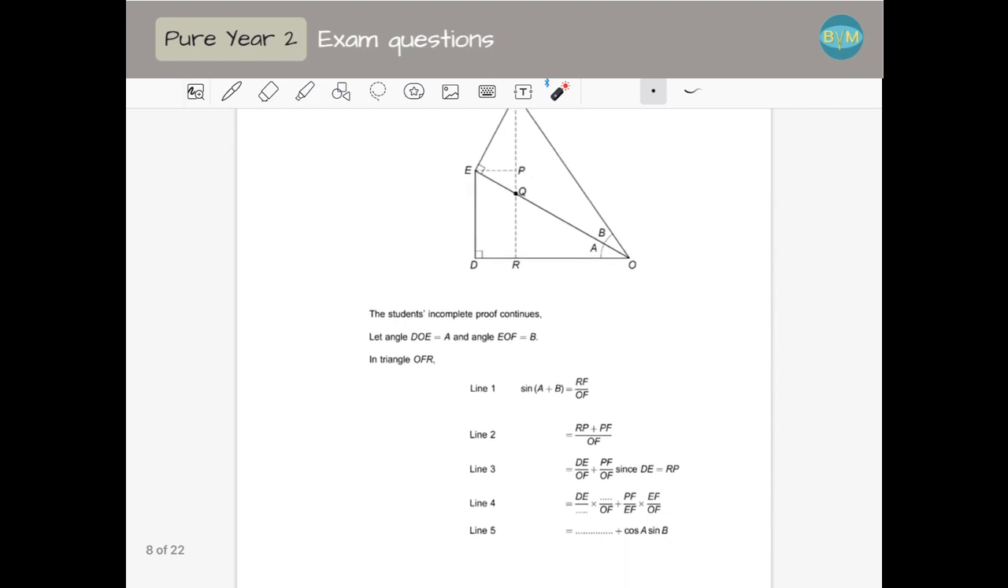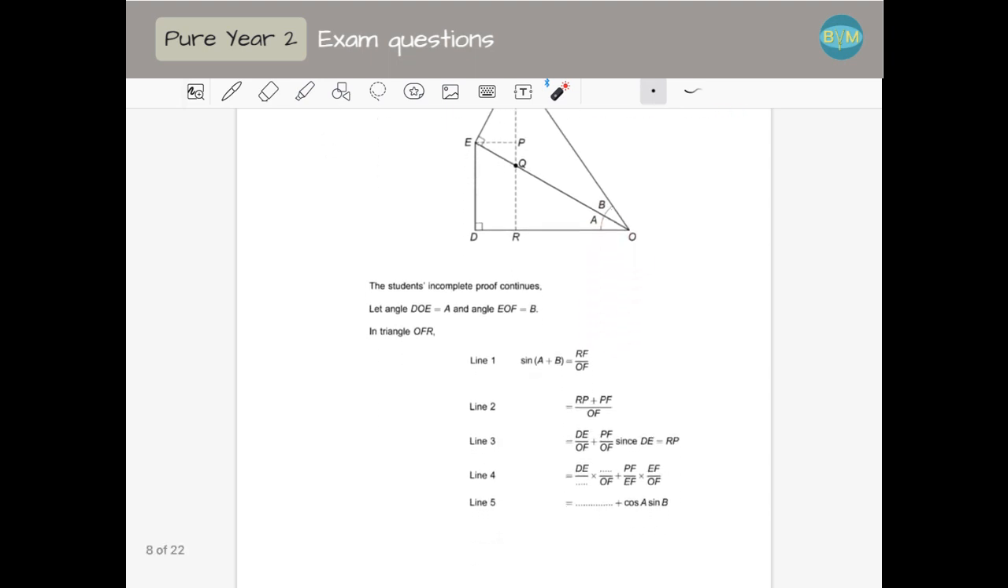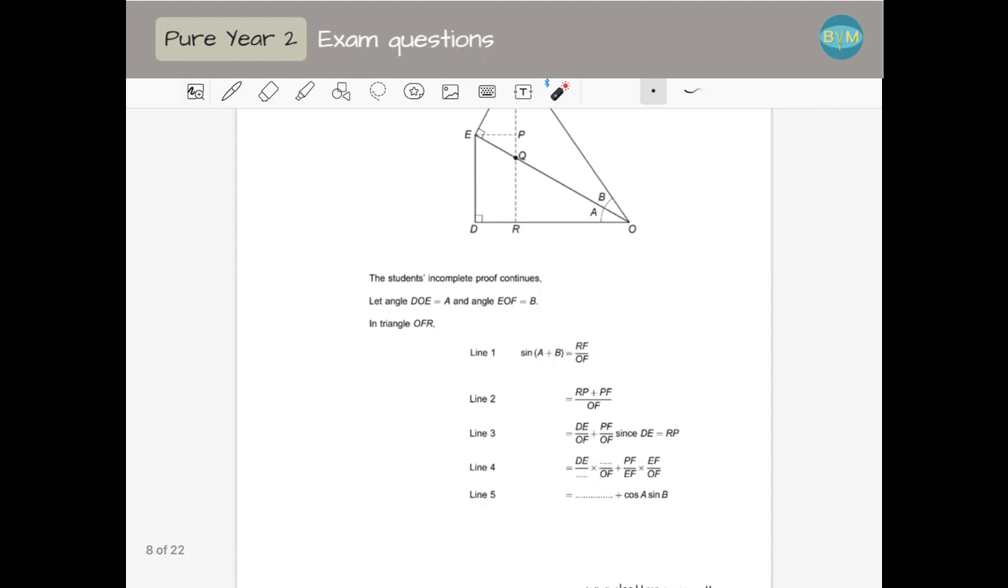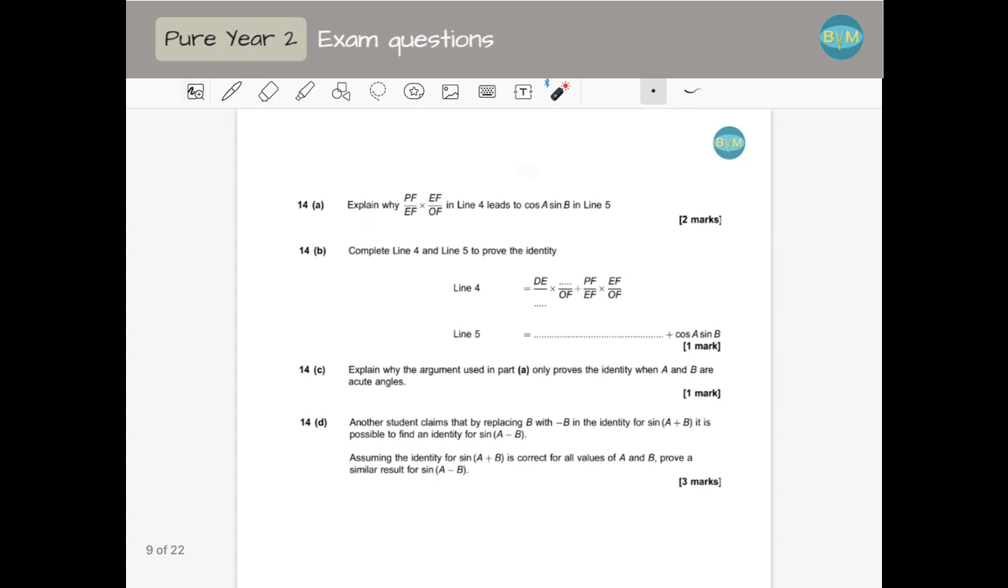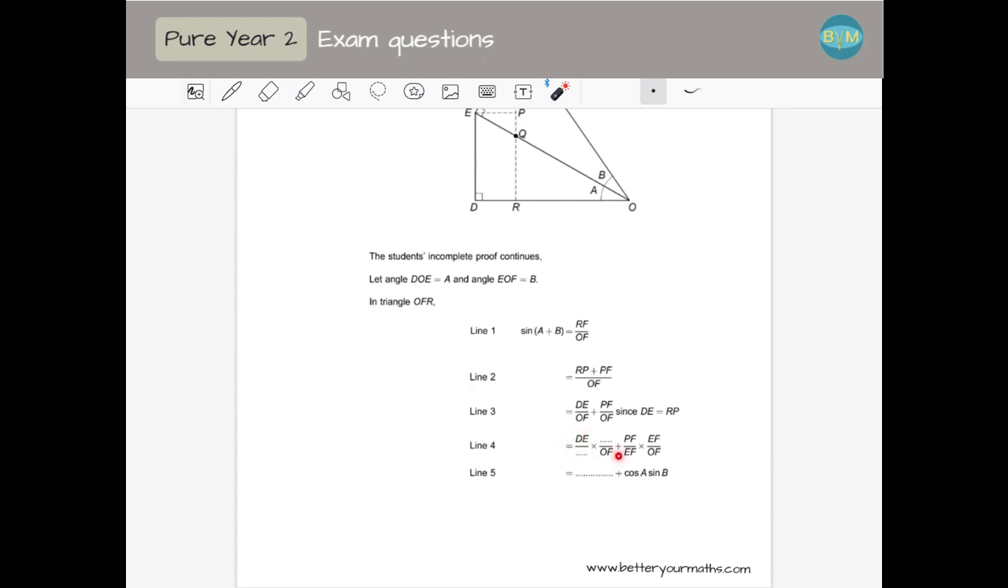So a student is trying to prove the sine of A plus B. So he represents their angles, and this is the proof. Well, we are missing some bits here. It says explain why PF divided by EF times EF divided by OF in line 4 leads to this in line 5. So line 4. So this bit, why it goes into this one?